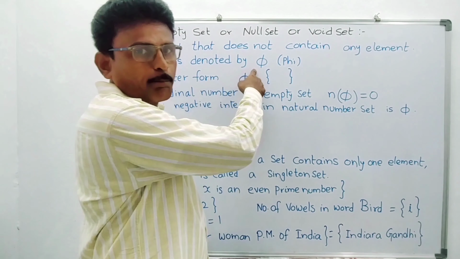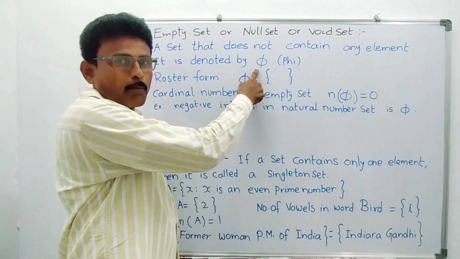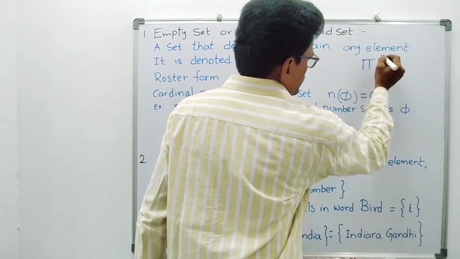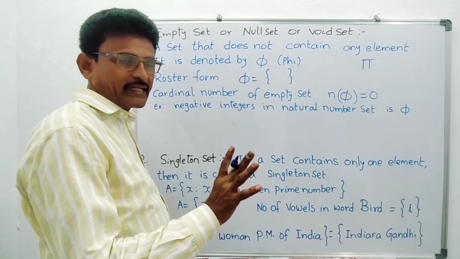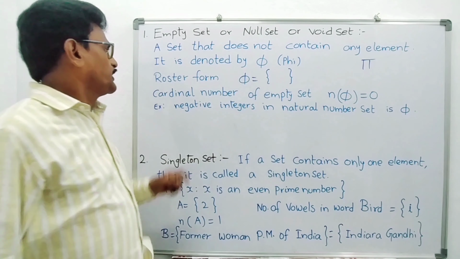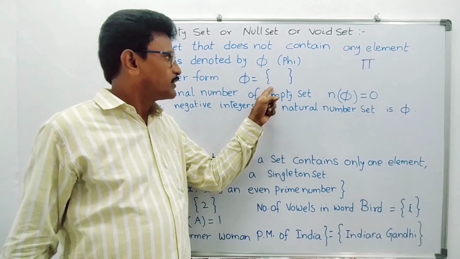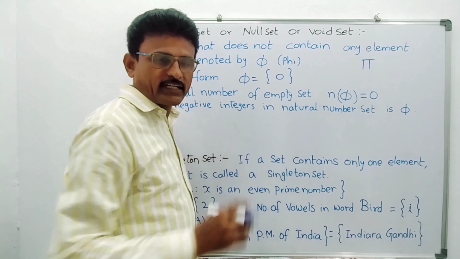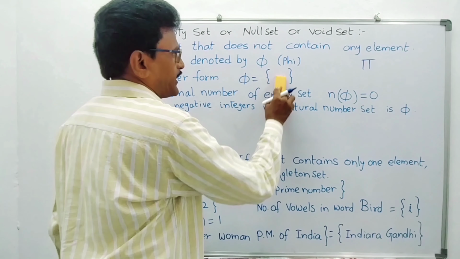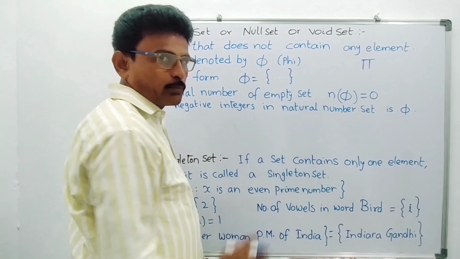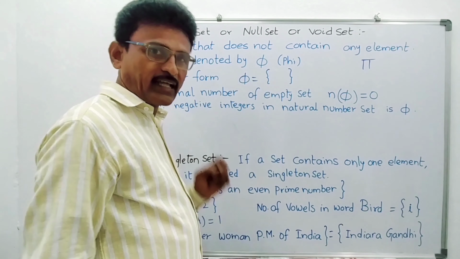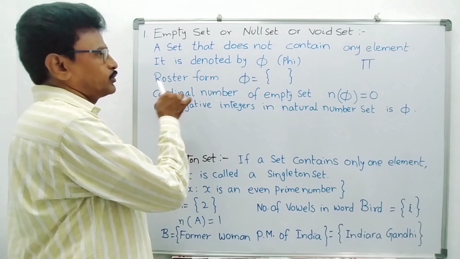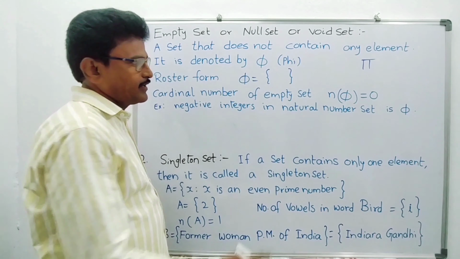It is denoted by the symbol phi. This is read as phi, not pi; pi is different. This one also we can read as phi. In roster form, phi means what? Like this, with empty braces, we have to mention. Don't put 0 here. If you write 0, it is also one of the elements. So only empty braces we have to mention. This is also a symbol for null set or empty set. Otherwise, we can denote it with phi. So in roster form, we can represent it like this, with empty braces.